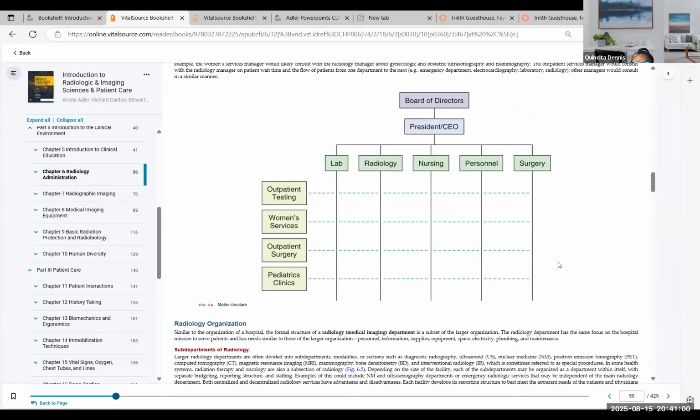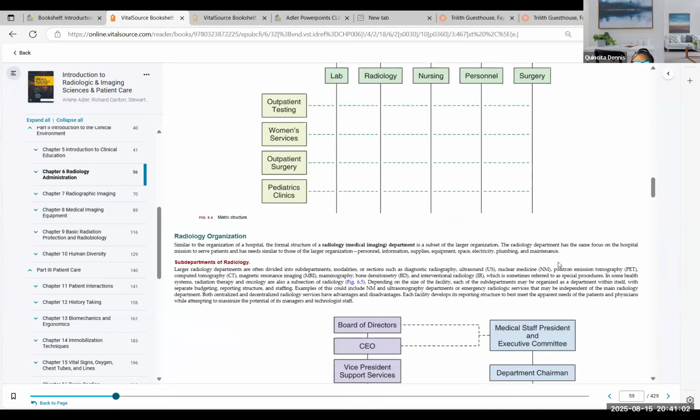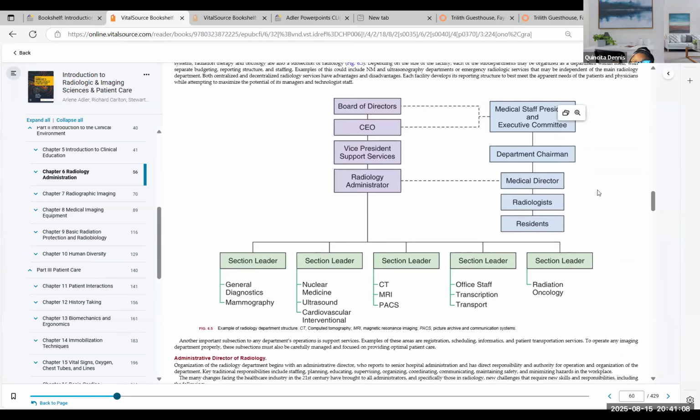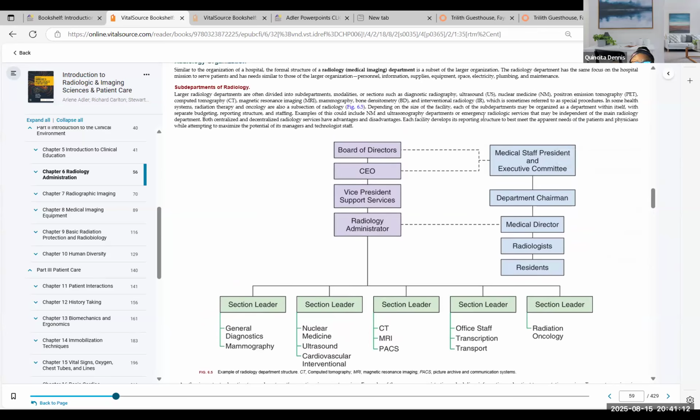All right, and these are just charts that are in your book that I wanted you to take a look at. And we're not on this one. This one's specific to radiology, so we'll come back to that one.